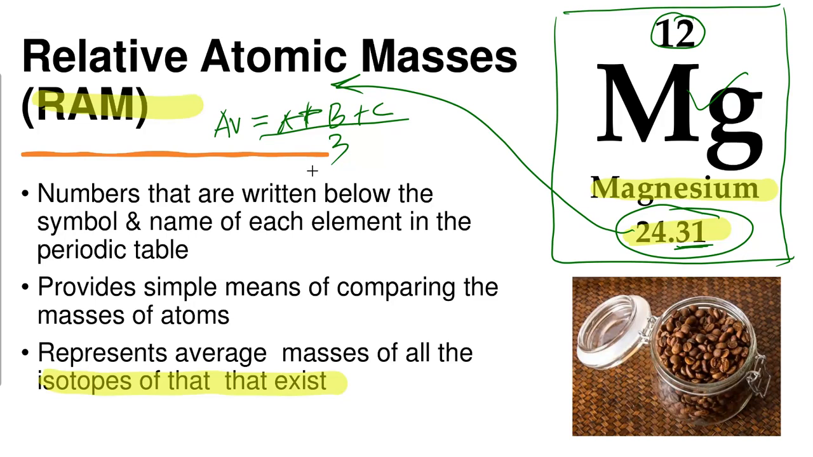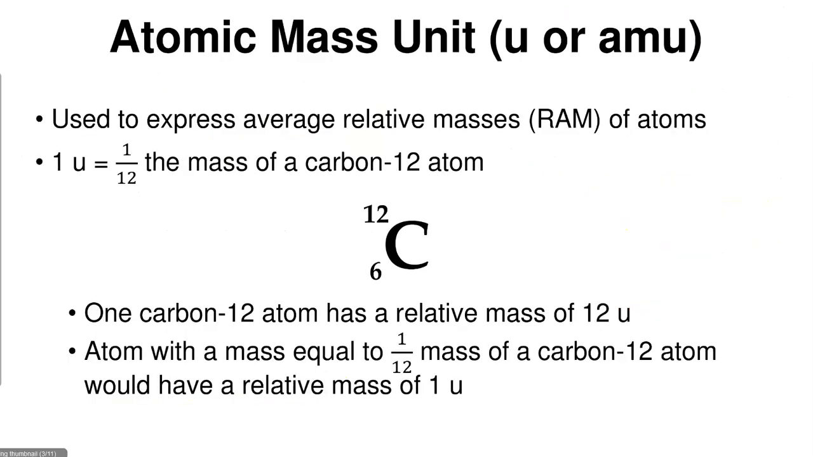Now, this is different from the isotopic mass that we talked about in the previous lecture. Those isotopic masses were all whole numbers. None of them were written with decimal places. The atomic mass unit is what measures the atomic weight, the atomic mass of each element. The unit is either U or AMU. If you don't want to call it AMU, you call it U. All of them are the same. They are used to express the average relative atomic mass of atoms.